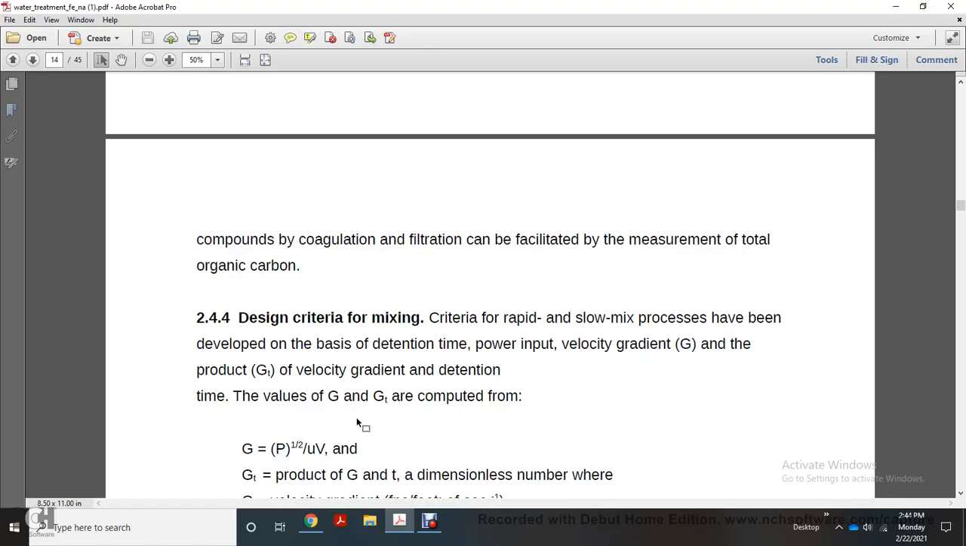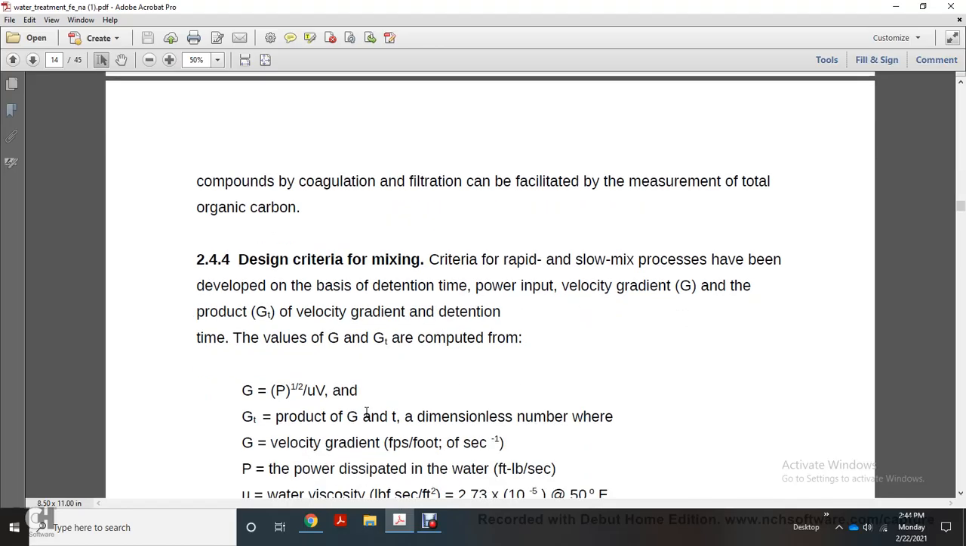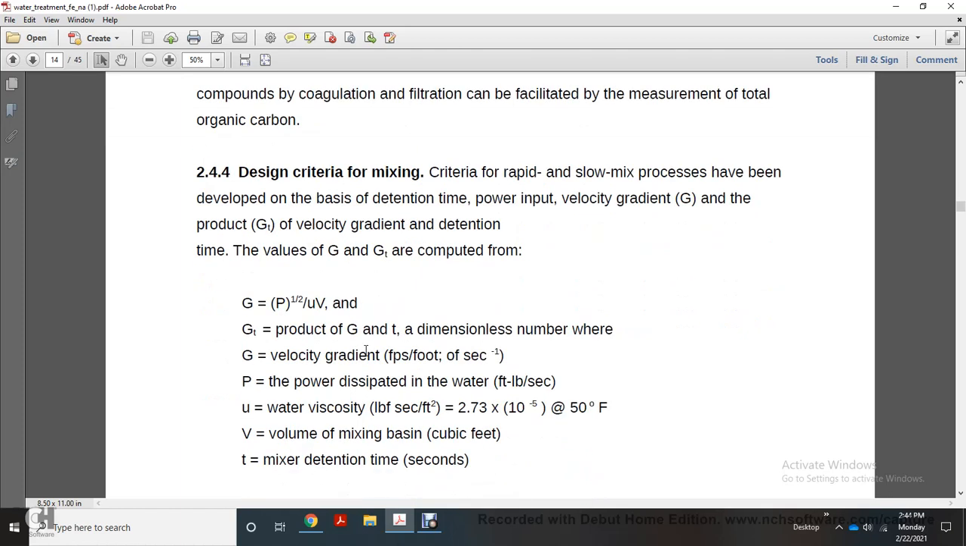Design criteria for mixing. The rapid and slow mixing processes have design criteria based on detention time, power input, velocity gradient G, and the product of the velocity gradient and detention time, GT. The values for G and GT are computed as follows.